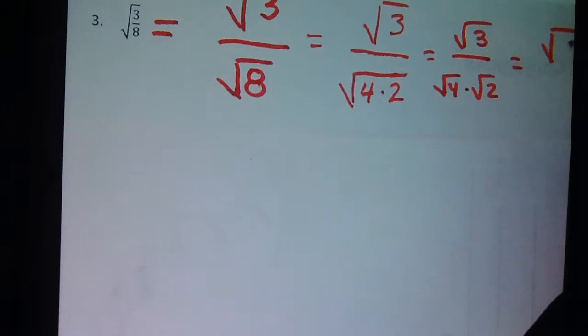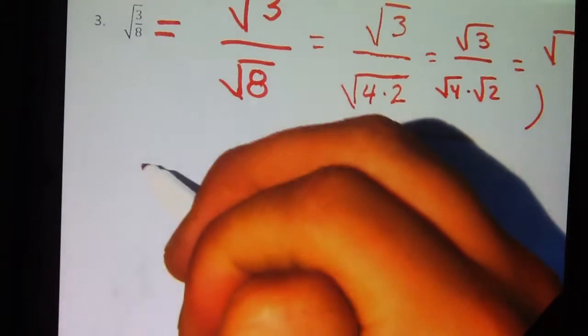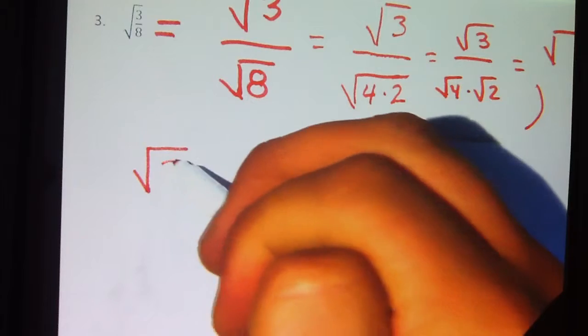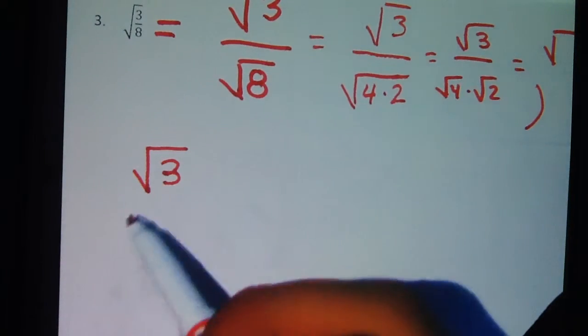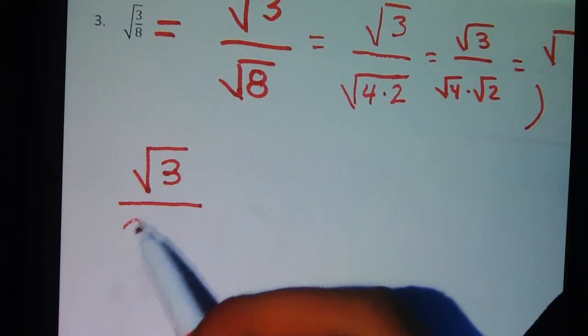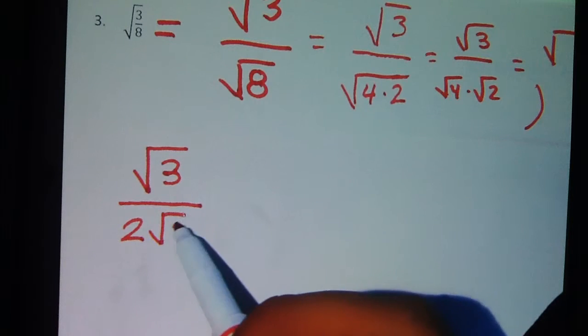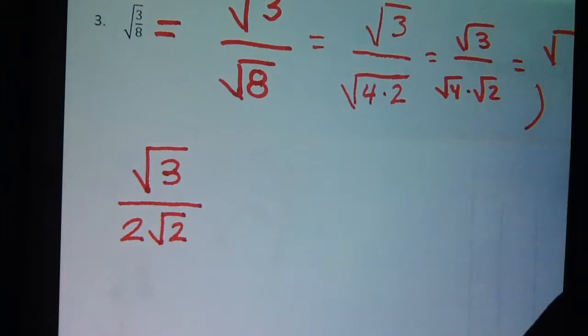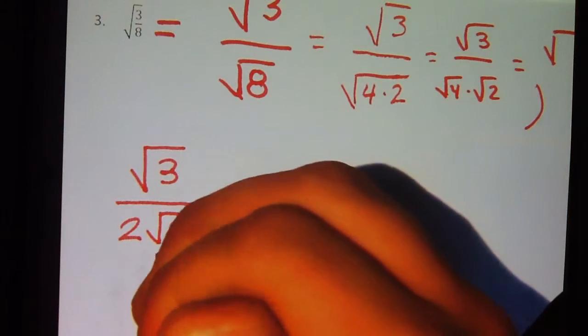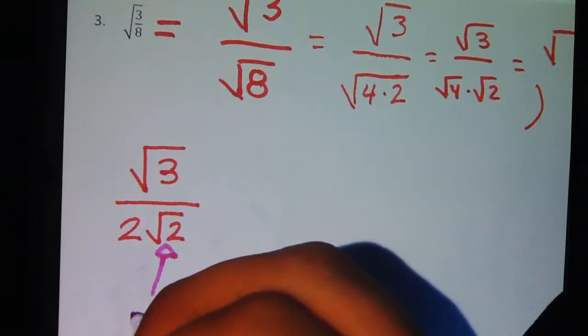square root, we'll do it down here, which is equal to the square root of 3 divided by 2 root 2. Now, we're not quite done because there's a radical in the denominator.